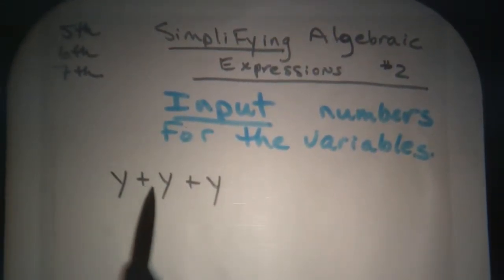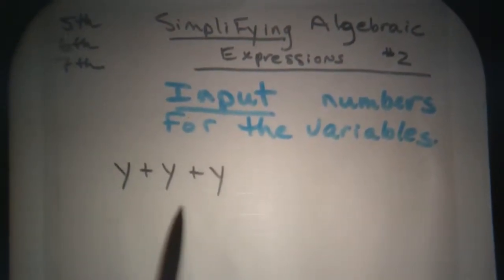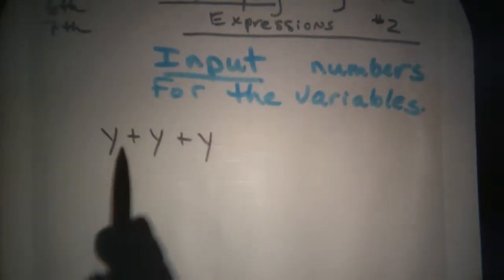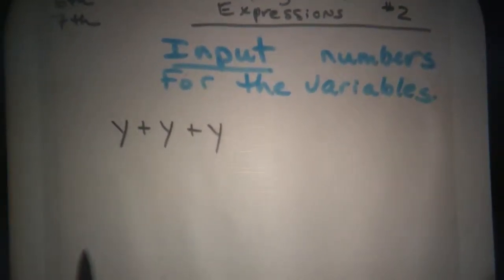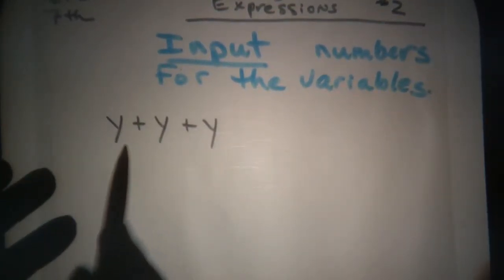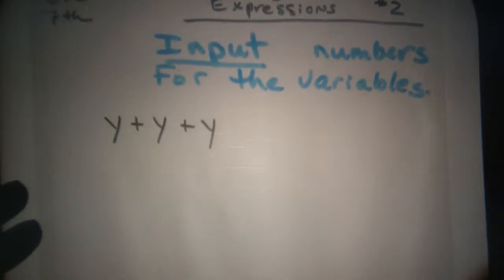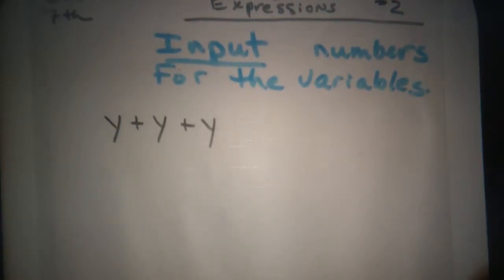I have a y plus y plus y. Now if you recall, our variables can be any letter of the alphabet. At this point, we're using a y. If we were just to use regular math, we could say y plus y plus y plus y and go on and on. But we want to simplify that, make it easier to use, less cumbersome. And of course, we need to employ our multiplication skills at this point.